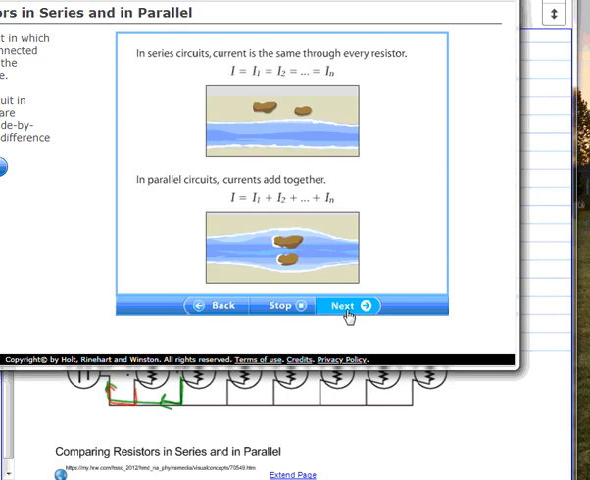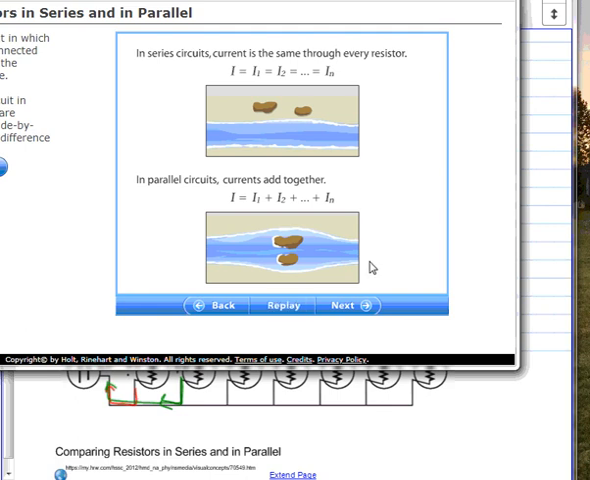The behavior of streams of water can be compared to the behavior of electric current in series and parallel circuits. In series circuits, the current is the same everywhere, like a stream running past a series of rocks. However, if the rocks sit in the stream, the water flow splits to move between the rocks, like current in a parallel circuit.